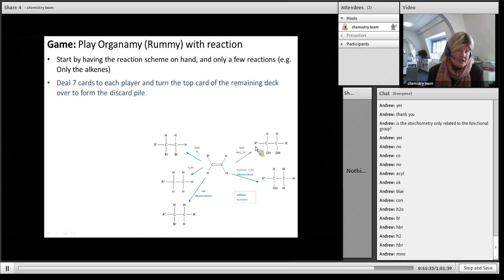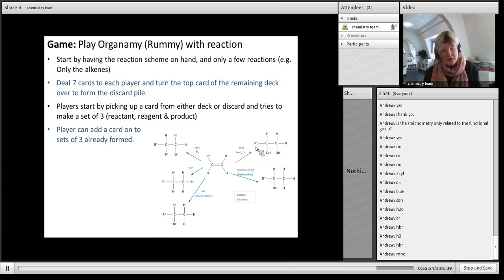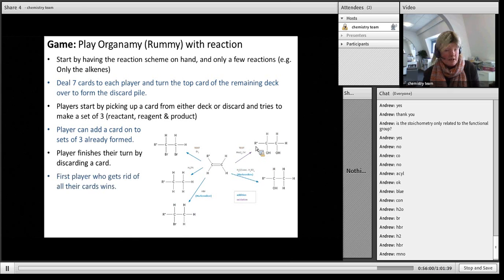So it's basically you deal 7 cards. If you've played Rummy, then you know how to play it. So each player gets 7 cards, and you need to get rid of them in sets of 3 or more. So the aim of the game is to get rid of your cards. Okay, and you can add on to sets that have already been formed, and then you have to discard a card at the end. And then, of course, the first player who gets rid of their cards wins.